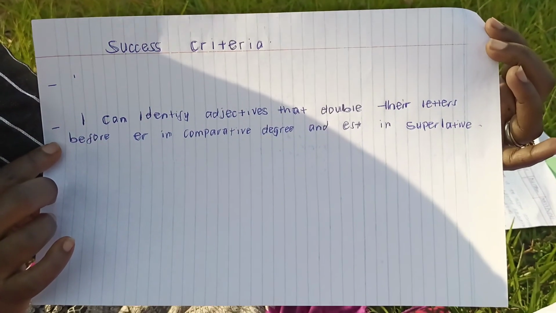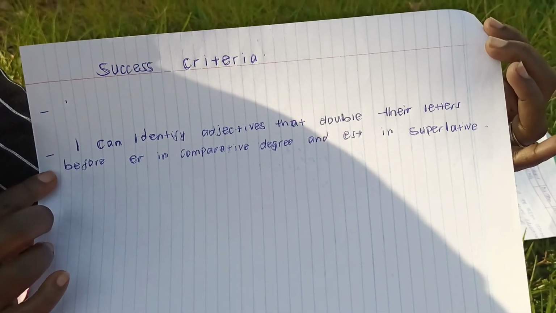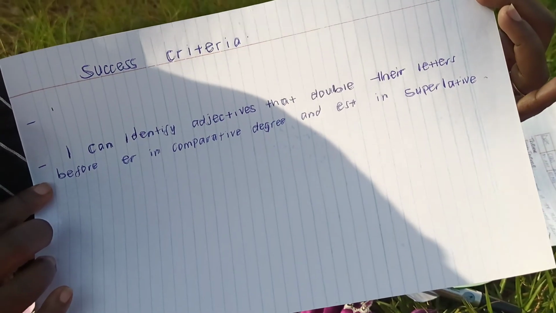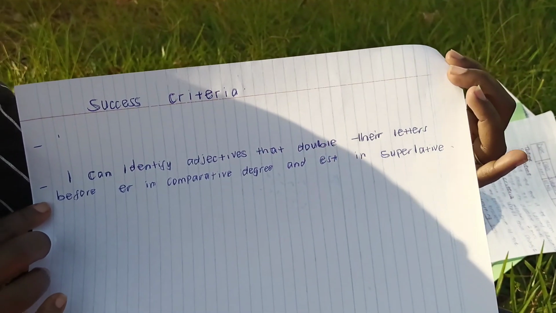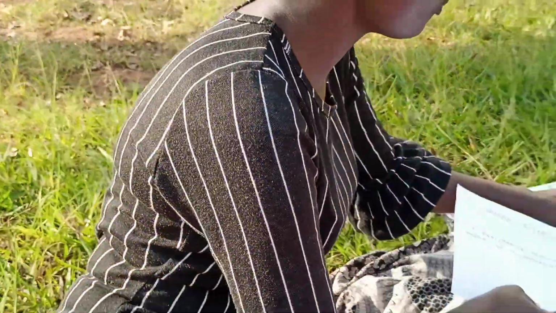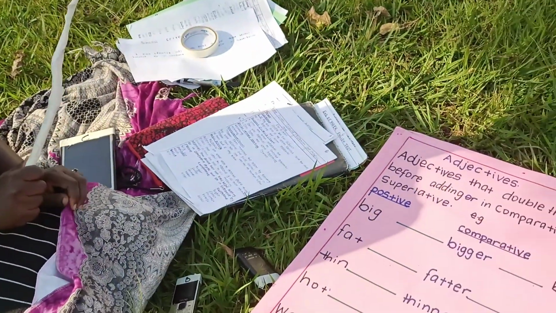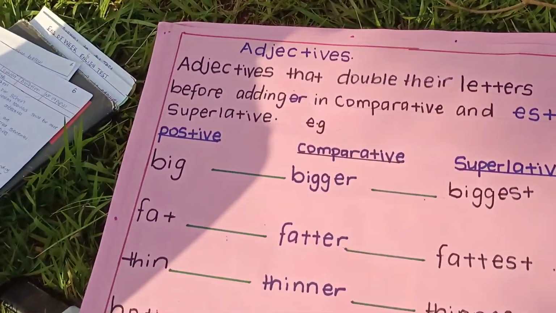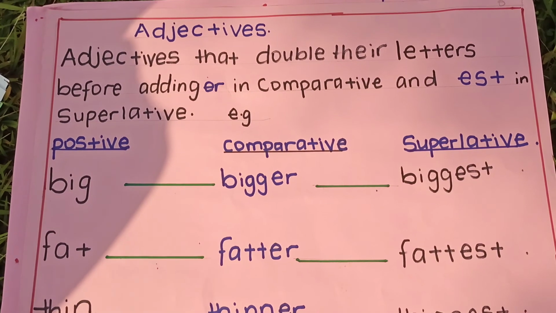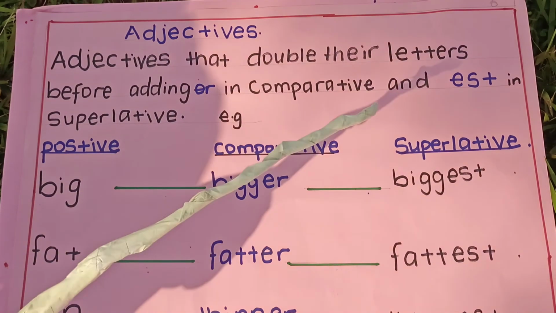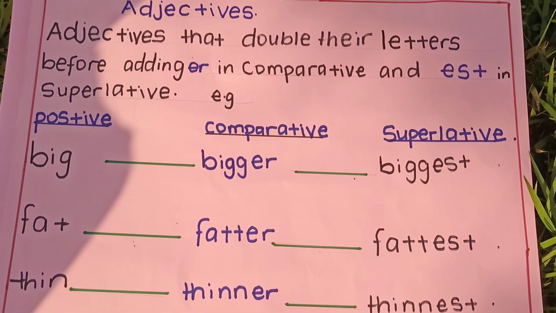And before that, let's share the success criteria. Okay, let's read with teacher. I can identify adjectives that double their letters before ER in comparative degree, and EST in superlative. Okay, like I promised you before, we shall use our chart and look at these words. For example, positive, side A, comparative, side B, and superlative, side C.